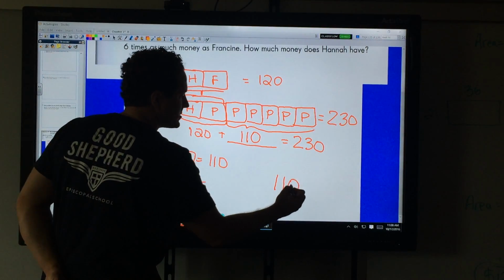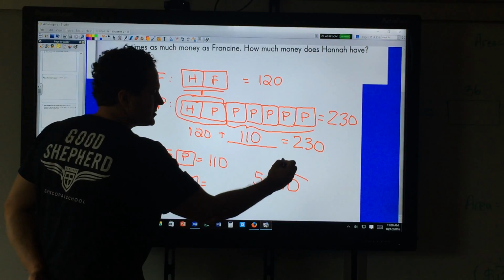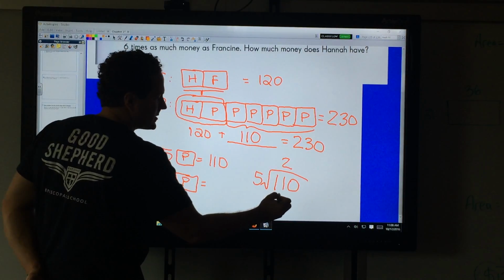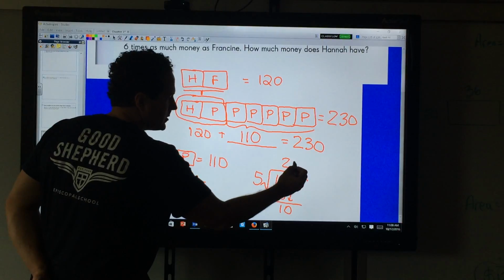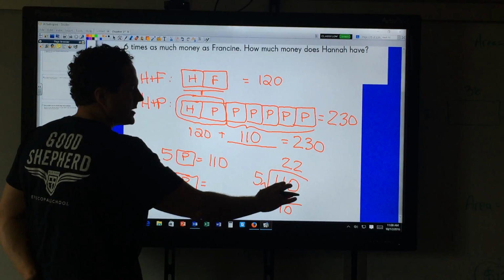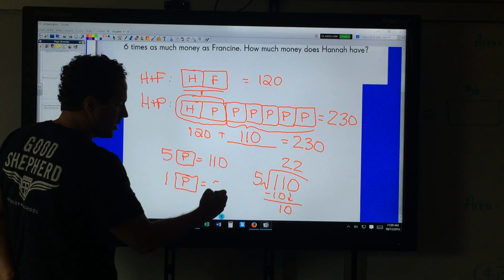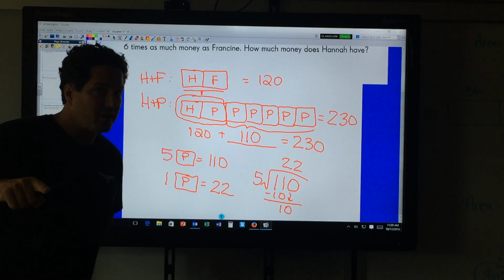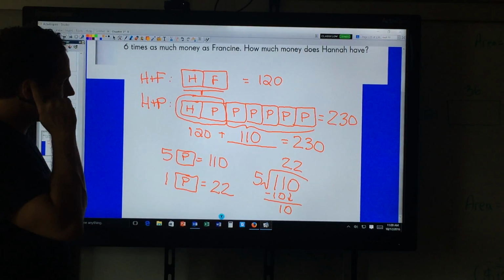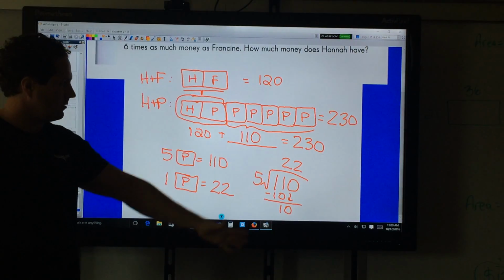So I'm going to come over here and do some long division. 5 goes into 11 twice. 2 times 5 is 10. Subtract. I get 1. I bring down my 0. 5 goes into 10, 2. So 110 divided by 5 is 22. So 1 Peter box has a value of $22. It's good, but it's still not my answer. So I have to look again at my bar model.